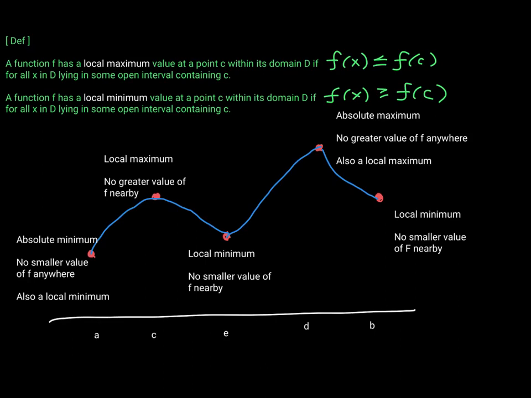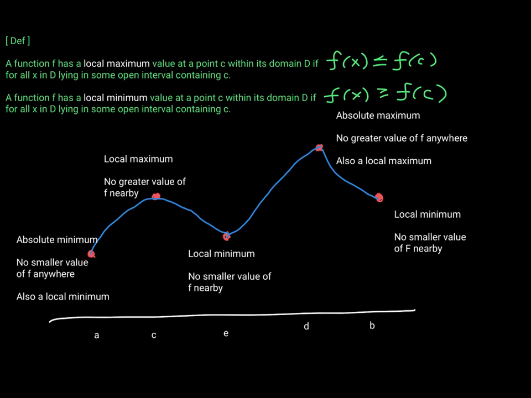Here's a picture to go with the words. This picture is to help us identify types of maxima or minima. First of all, notice that this function is defined on this interval from a to b. A is your left endpoint, b is your right endpoint. This value here at the endpoint is an absolute minimum. It's considered an absolute minimum because it is the smallest function value on the entire interval. There's no smaller value of f anywhere.